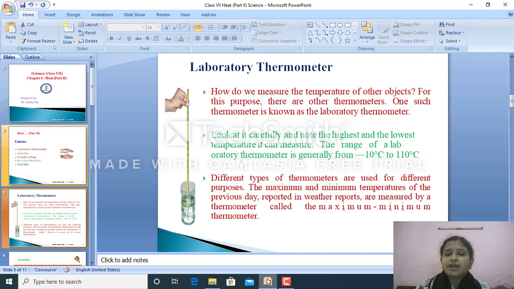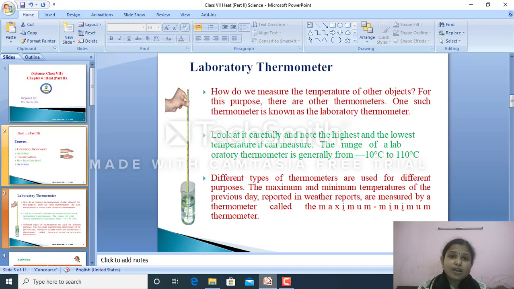Now we are going to study about another thermometer, that is the laboratory thermometer. If we want to check a human body, then we can use the clinical thermometer. But if we want to check the temperature of hot milk, or say anything that is boiling, like in the lab we are doing so many experiments, right? In experiments we are boiling things, we are measuring the temperature. So how can we measure those temperatures? For that we cannot use the clinical thermometer.